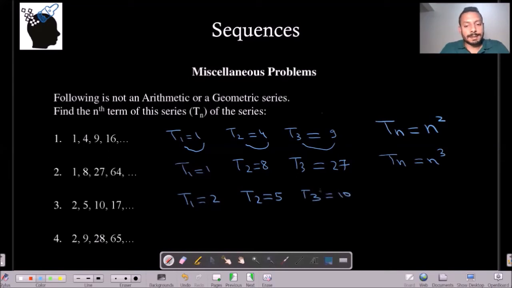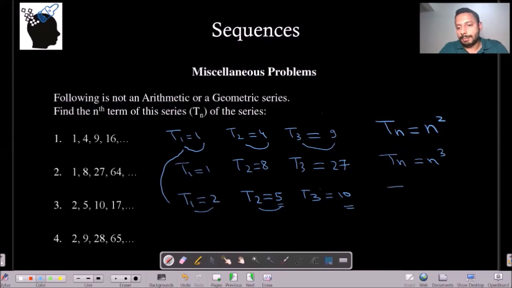I can see the series is increasing pretty fast, and if I try to find a logic between 2 and 1, I can probably say this is 1 plus 1. But if I try to use the same logic here, this number should have been 2 plus 1, 3, but that's not the case. So that logic will not work. Let's try something else. Let's try to relate this series to the first one. So I can write 2 as 1 square plus 1, that works. 5 as 2 square plus 1, that works. 10 as 3 square plus 1, that works too.